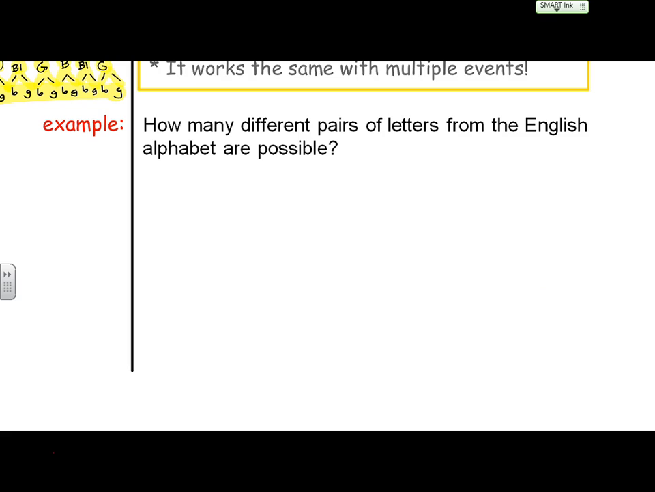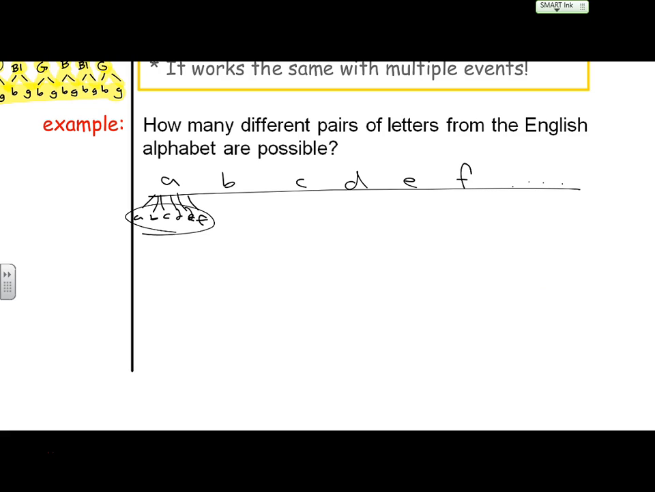How many different pairs of letters from the English alphabet are possible? Could I write out A and B and C and D and E and F and say, hey, these are all my different possible first letters? But then A could be paired with what letters? A or B or C or D. Do I actually want to write this out? Oops, that was E. And F? How many options would I have here if I kept on going, dot, dot, dot? 26. 26. And how many options would each of the 26 have? 26. Struggle.